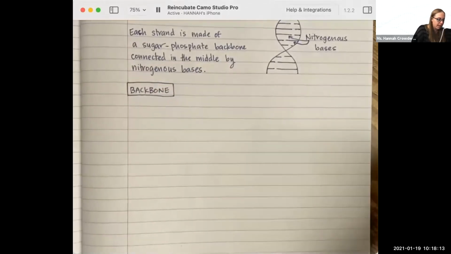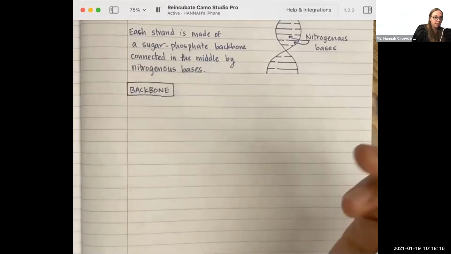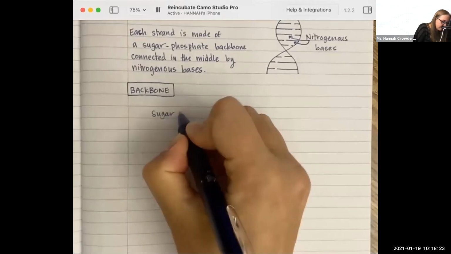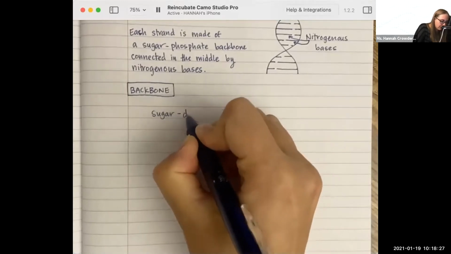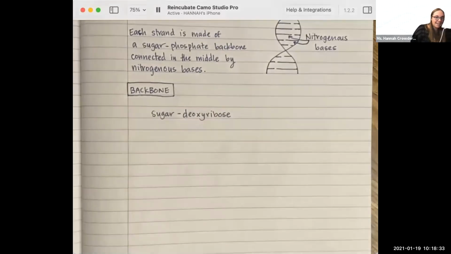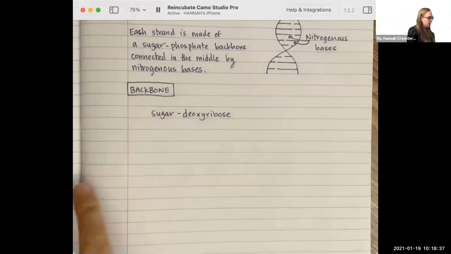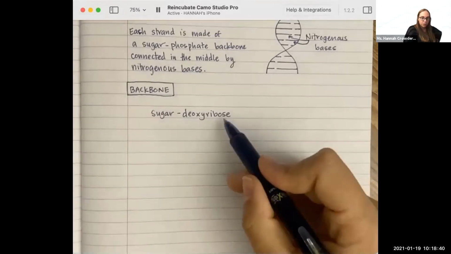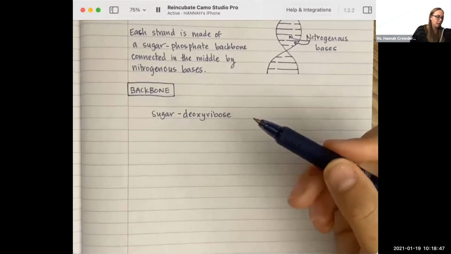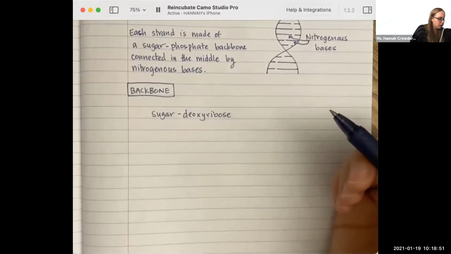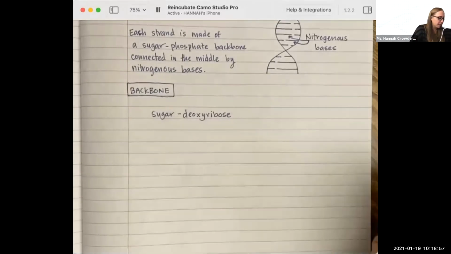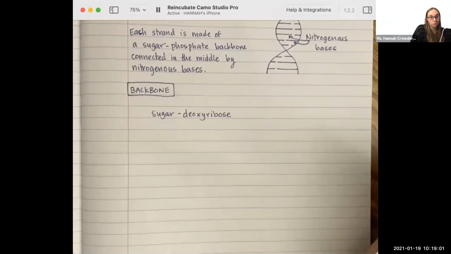So the backbone is made out of alternating sugars and phosphates. So first let's focus on one of those sugars. And in DNA, the sugar is called deoxyribose. So it is a deoxyribose sugar. All sugars end in -ose at the end of their name. That's one of the ways that we remember that they are sugars. So deoxyribose is a sugar similar to glucose, but it's not a glucose, it's a ribose. Deoxy means missing an oxygen, so it's a ribose without an oxygen, one fewer oxygen.